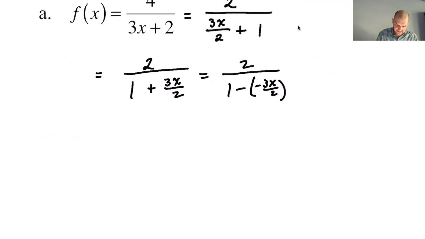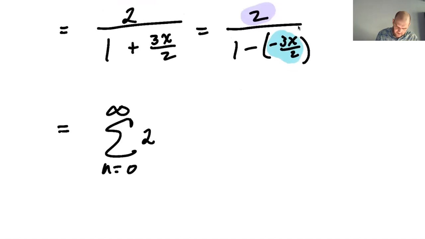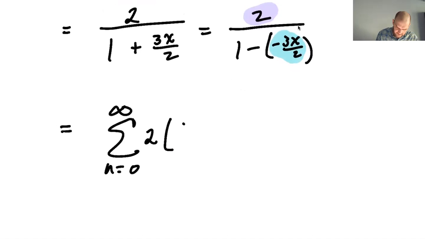All right, so then this is geometric, where we have our first term. This is our first term, so it's 2. And then our ratio is this thing. So over here, 2 times negative 3x over 2 to the n.